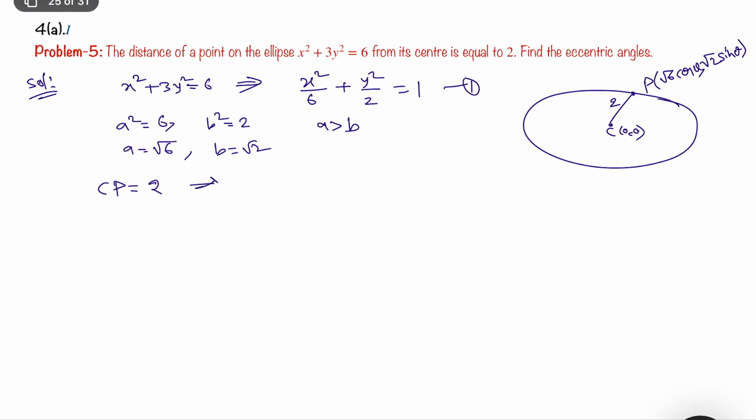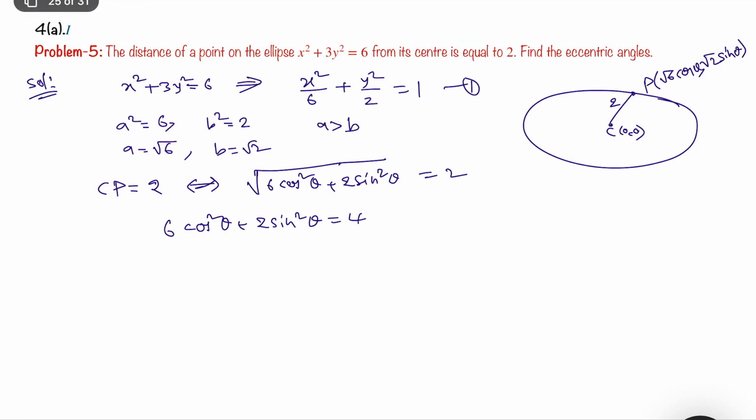Now, what is CP? Under root 6 cos square theta plus 2 sin square theta, distance from (0, 0) to (root 6 cos theta, root 2 sin theta) equal to 2. If I take square both sides, then I have 6 cos square theta plus 2 sin square theta equal to 4. So then I can write 3 cos square theta plus sin square theta equal to 2.